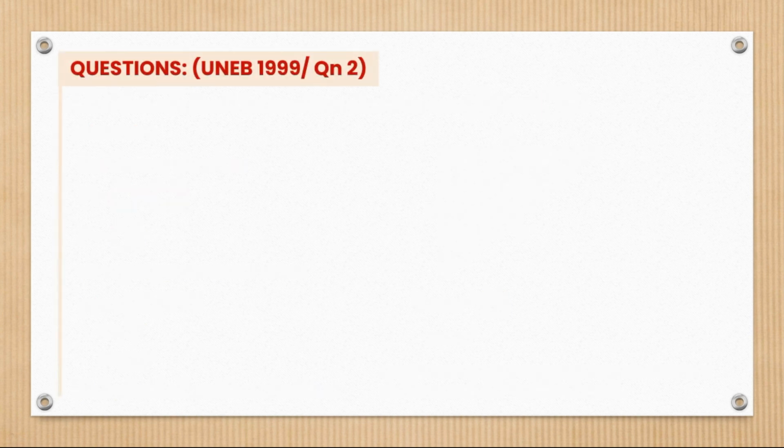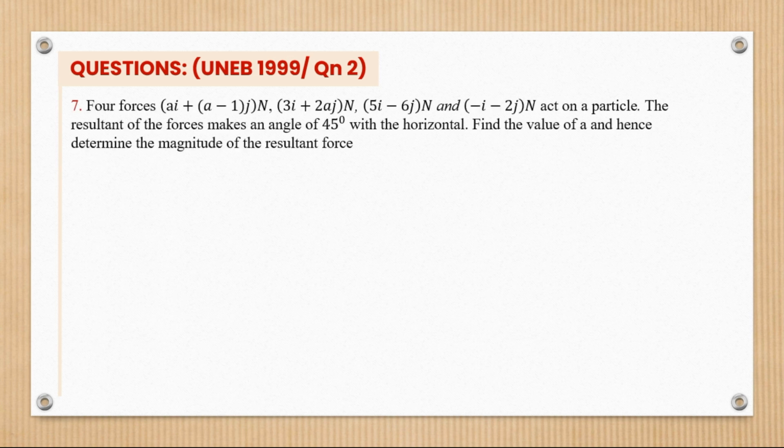Right, so next is a question from UNEB 1999, question 2. We're told that 4 forces, AI plus (A minus 1)J newtons, 3I plus 2AJ newtons, 5I minus 6J newtons, and -I minus 2J newtons act on a particle. The resultant of the forces makes an angle of 45 degrees with the horizontal. Find the value of A and hence determine the magnitude of the resultant force.